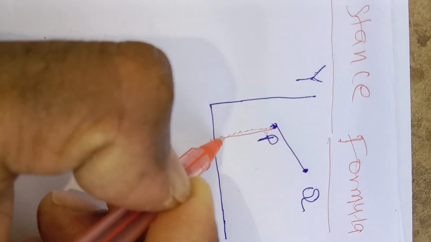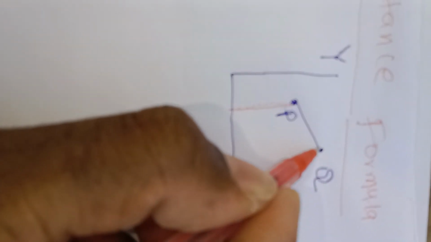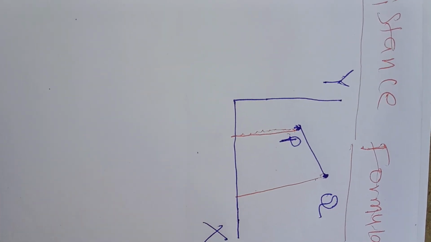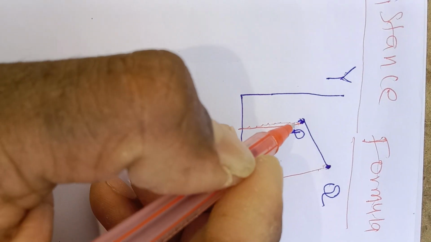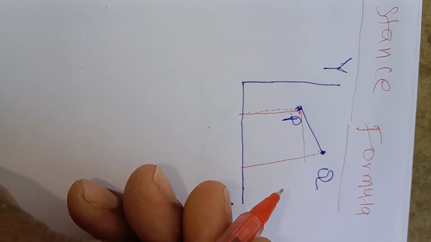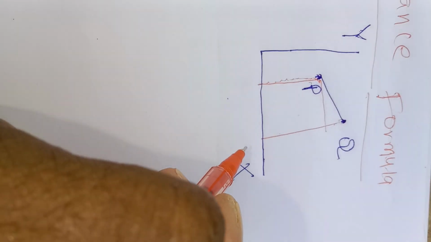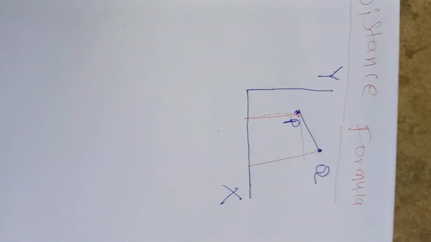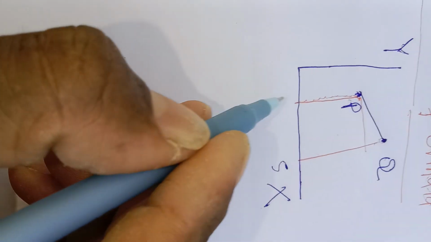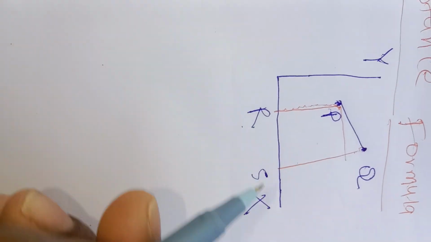For that purpose, draw a line from P which is perpendicular to the x-axis. Similarly, draw a line from Q which is perpendicular to the x-axis. At the same time, draw a line from P which is perpendicular to the y-axis, which is perpendicular to Q and S. Label this point as R.